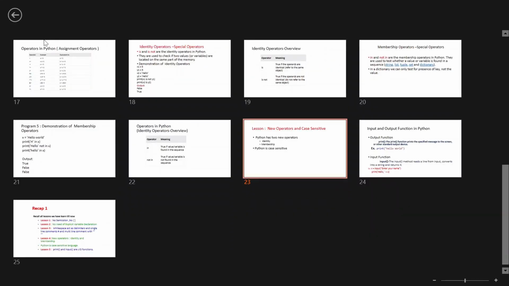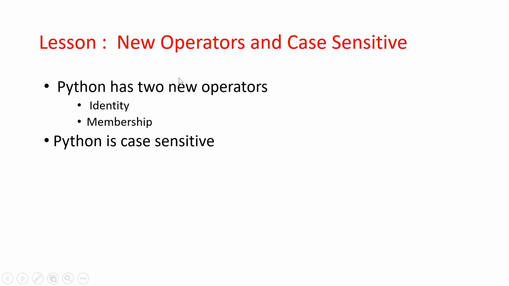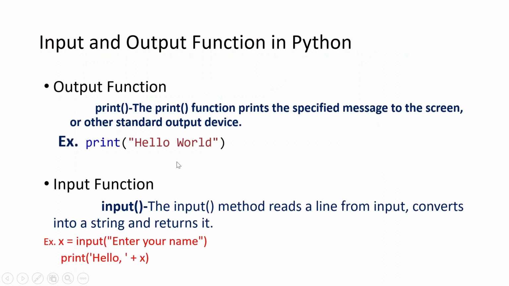So what we have learned is that two new operators are available, identity and membership, in Python. Python is case sensitive. Now the most important functions in Python are input and output functions. The output function, that is the print function, prints the specified message to the screen or other standard output device. It is given like this: print inside the round brackets, inside the double quotes, whatever you have to print.